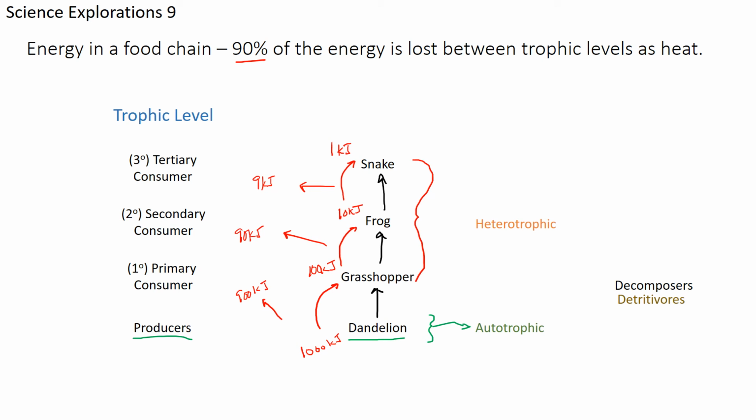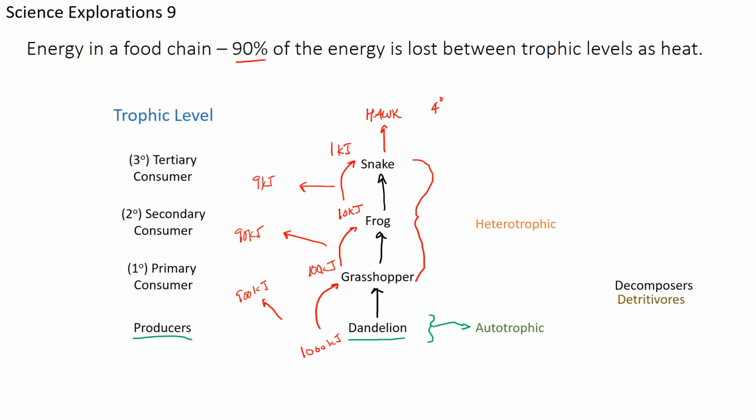And you can see why it becomes very difficult to get anything above a tertiary consumer. If we had a hawk eat that snake, you can see that that hawk would get very little energy per unit of mass. And we would call this level a quaternary trophic level, or quaternary consumer.